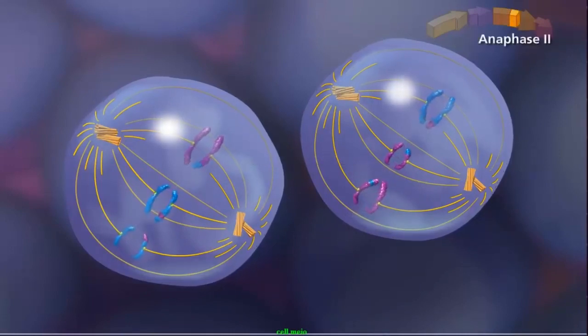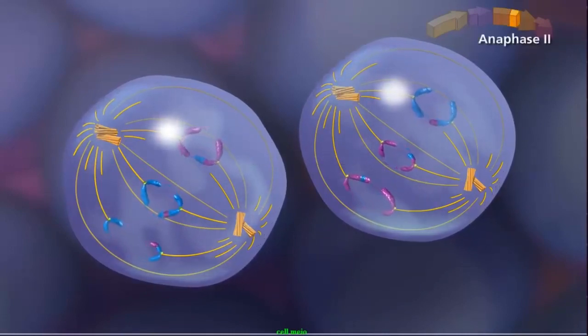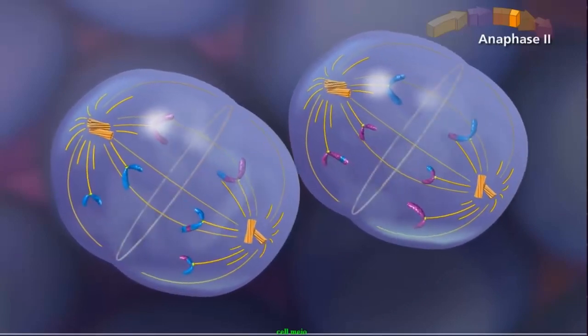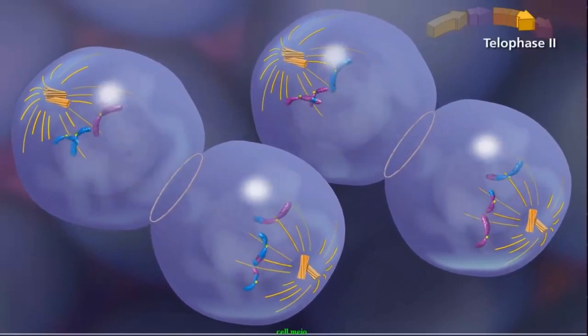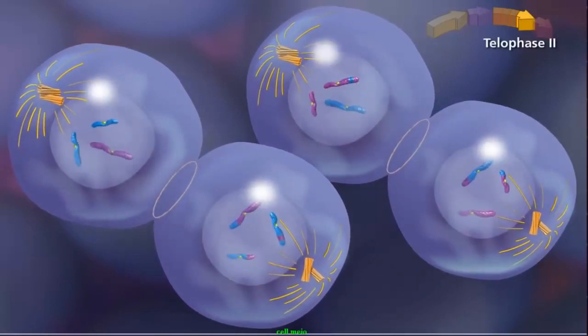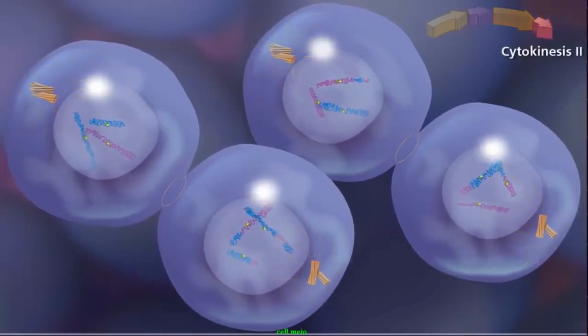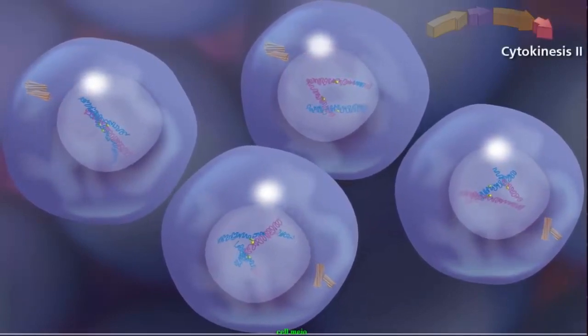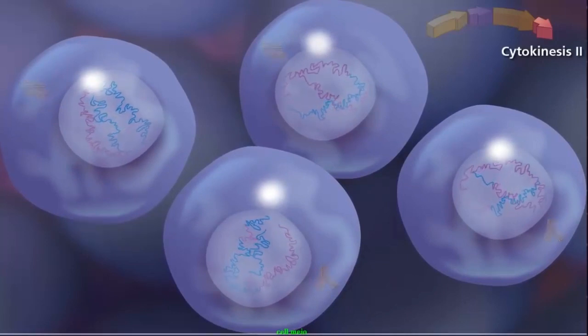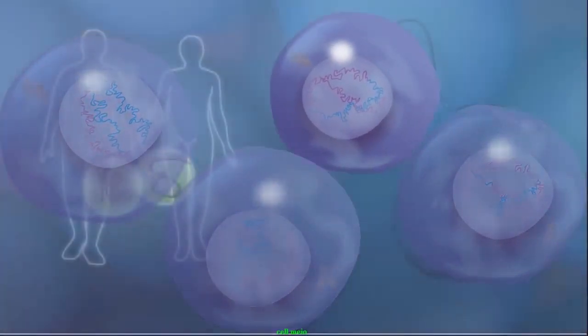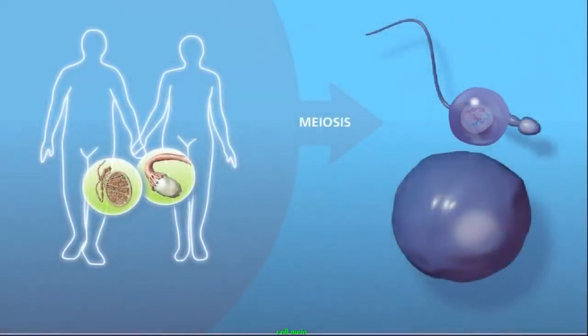During anaphase II, sister chromatids separate and individual chromosomes move toward the poles. The entire process ends with telophase II, as the chromosomes decondense and the nuclear envelope reforms. Cytokinesis occurs, and cleavage furrows separate the 2 daughter cells into 4 haploid daughter cells. The haploid daughter cells will specialize into gametes, either sperm or egg.